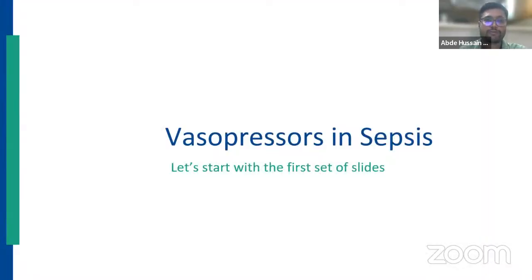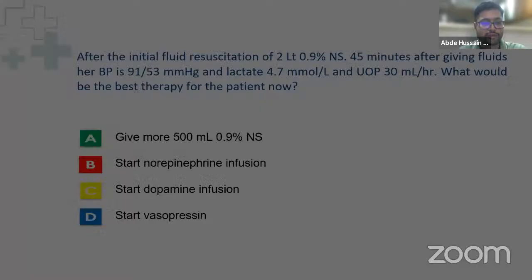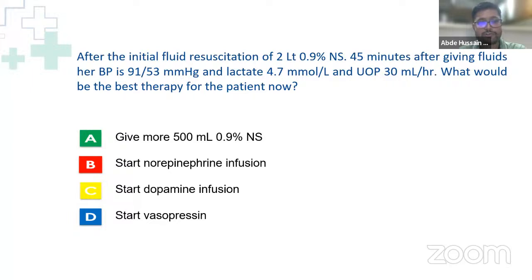Now, once we have given fluids, when to start a vasopressor if the patient is still not responding? After the initial fluid resuscitation of 2 liters of NS, 45 minutes after giving fluids, her BP is still 91 by 53 and lactate is 4.7. Urine output is 30 ml per hour. What would be the best therapy for the patient now? Should we give more fluid of 500 ml? Should we start norepinephrine, or start dopamine infusion, or start vasopressin? Which vasopressor, or should we go for fluids?